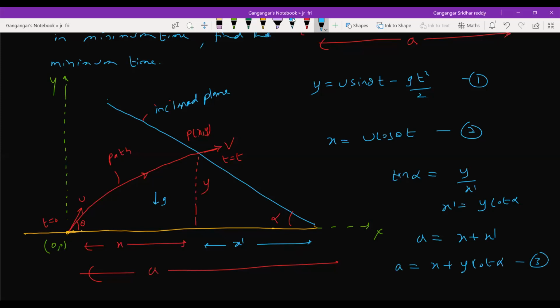Okay, what are all the given things for us? u, alpha, and a are given. The things we assumed are x, y, and theta. So what shall I do? I'll substitute 1 and 2 in equation 3. Then x and y will get eliminated, and we end up with only time and theta. Now I'll differentiate that equation to get the required answer. I think equations 1, 2, 3 are the core idea. Once you get this, the rest you can manage.